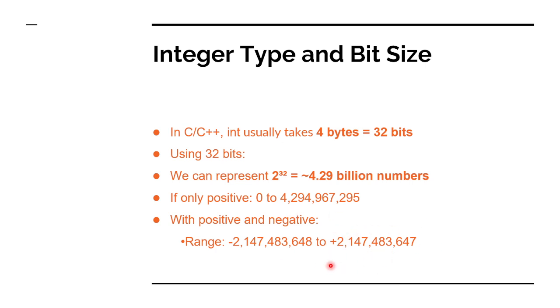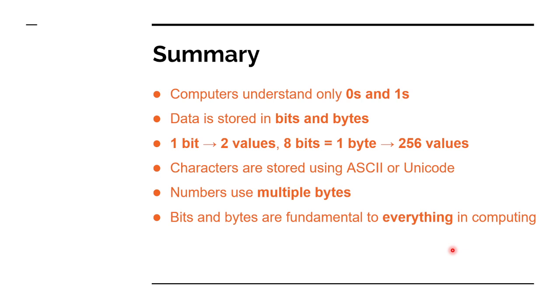And why is minus greater than plus? Because there is also 0. 0 is also a number, right? So that's why we need to give a small place either from the negative side or from the positive side, and by convention it is given from the positive side, nothing else. So to summarize, we can say that computers understand only 0 and 1s.